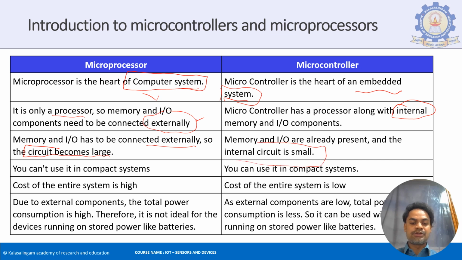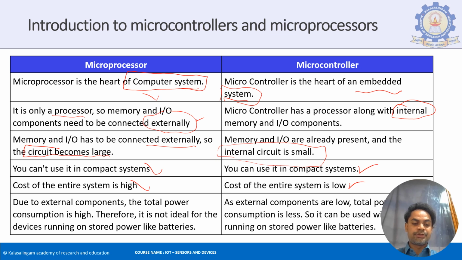So everything is internal, so everything is small over here. You cannot use it in compact systems because the area consumed is large. You can use microcontrollers in compact systems. Cost is going to be high because it is processing large amounts of data, but here it is going to be small in size, so its processing capacity is going to be low. So similarly, its cost is also going to be low.